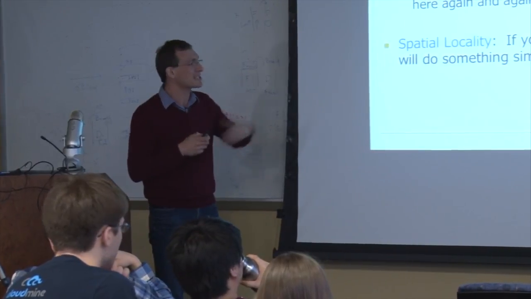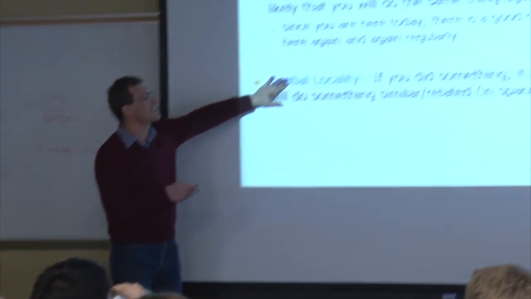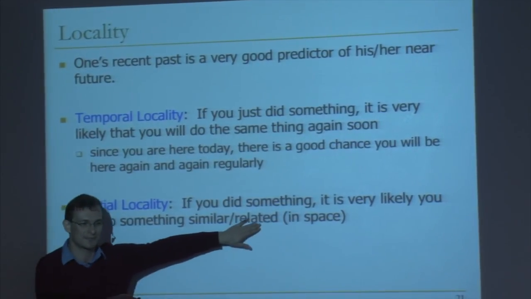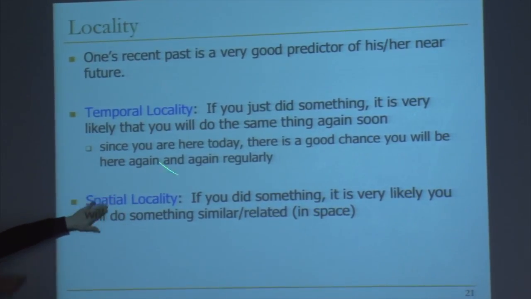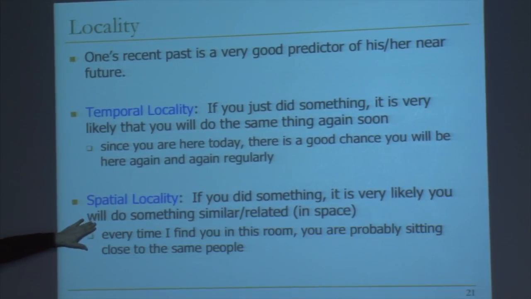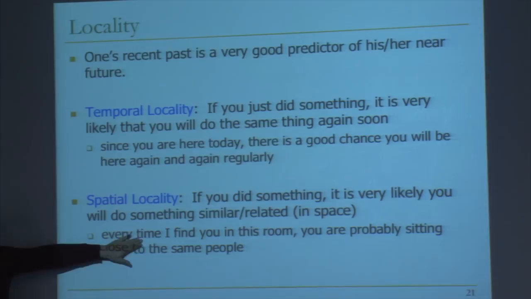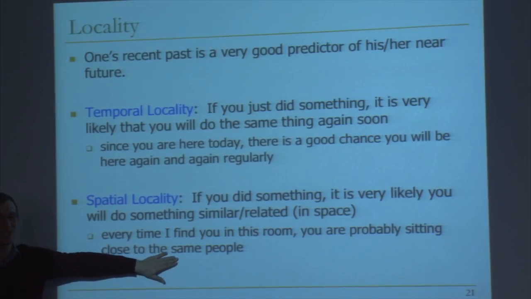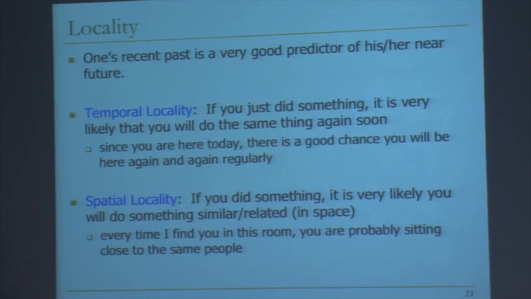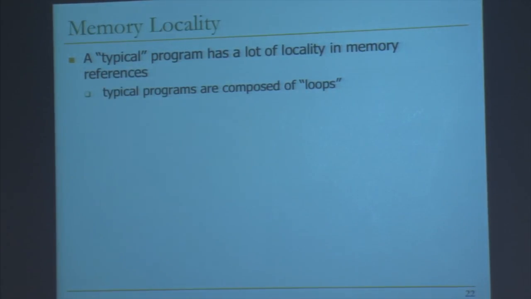Okay. Spatial locality says that if you did something, it's very likely you will do something similar or related, at least in terms of space. This is in terms of time. This is in terms of space. And my analogy to where you sit is, every time I find you in this room, you're probably sitting in the same place and close to the same people. That's true also, right? So that works. The computers operate in a similar way, basically.